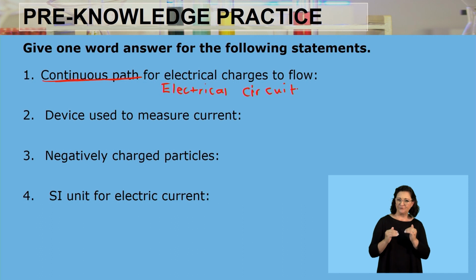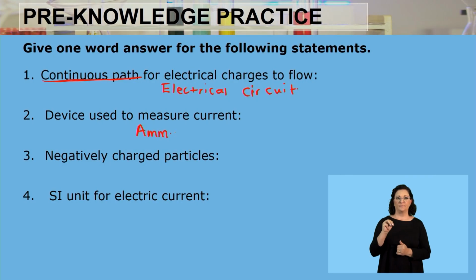Then number two, what is the device used to measure current? So a device used to measure current, we do know that we use an ammeter to measure current. So a device that is used to measure current is an ammeter.